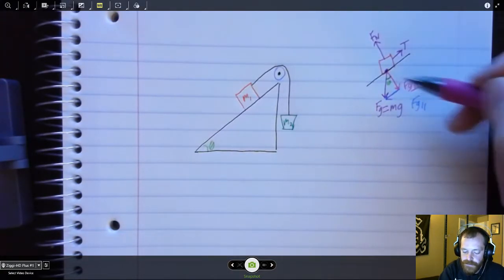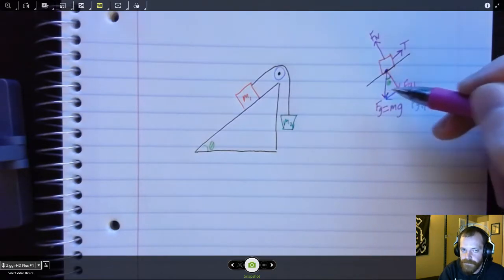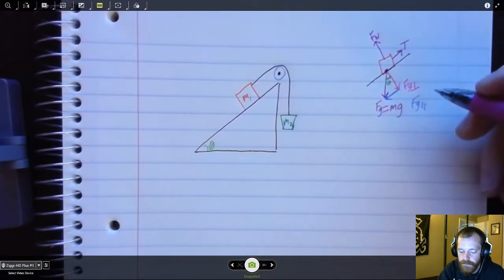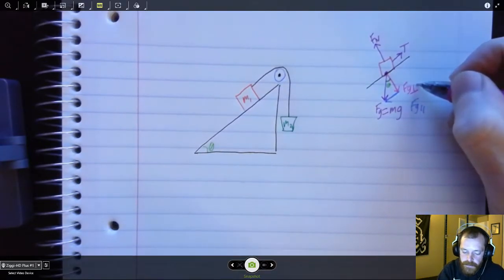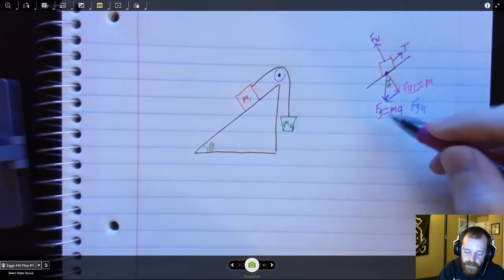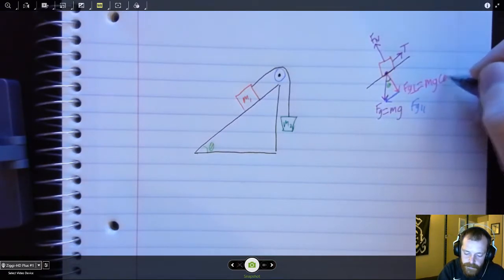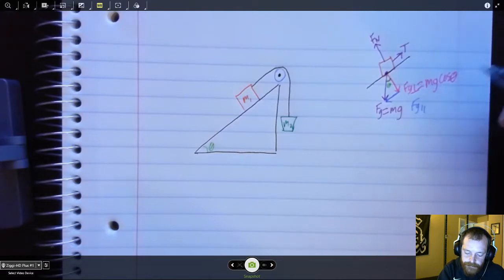If you have a side of the triangle that's touching the angle but is not the hypotenuse, that's the adjacent side. And we can find that by taking the hypotenuse, which is mg, the weight, times cosine of our angle.